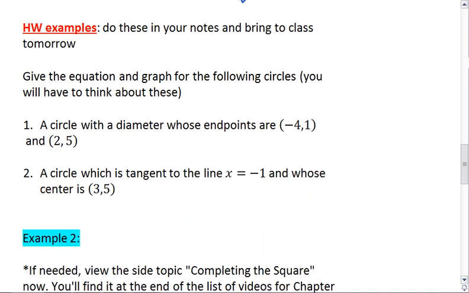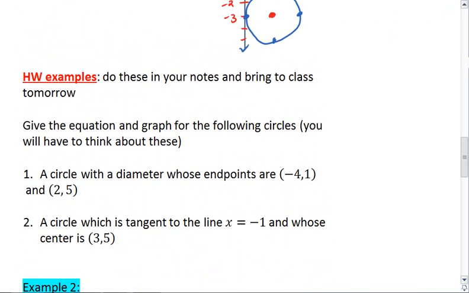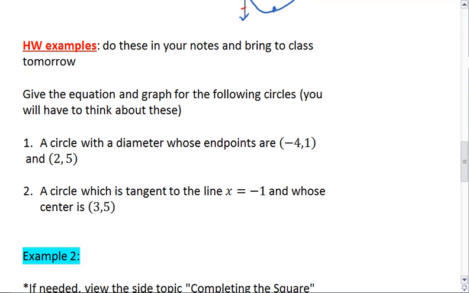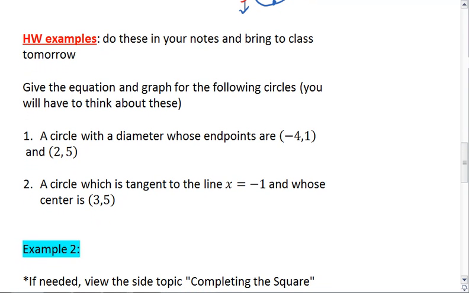There are a couple of homework examples for you to try. Do these in your notes and we'll talk about them in class. So for each one, I want you to give the equation and then graph for the following circles. You will need to give some thought to these, but you have all the tools you need to solve these. So for each circle, I want both its equation and its graph.